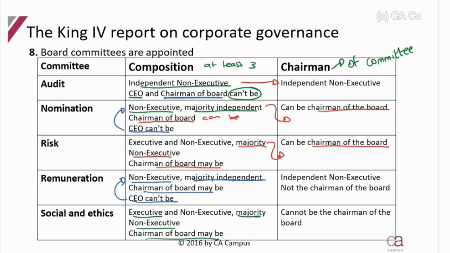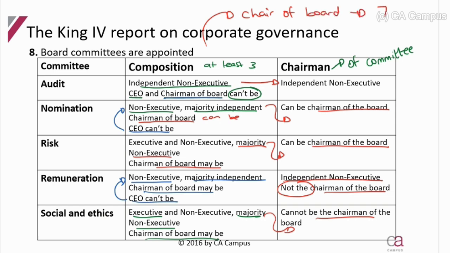The remuneration committee chairman has to be an independent non-executive. Okay? And cannot be the chairman of the board. And for social and ethics, the chairman just cannot be the chairman of the board, so anybody else here would be fine. So those are your committee requirements, guys. Those all sit in paragraph 8. However, when I'm discussing the chairman of the board, you need to go and look at Principle 7. Okay, because that's where they summarize whether he can be a member or the chairman of any of the different committees.